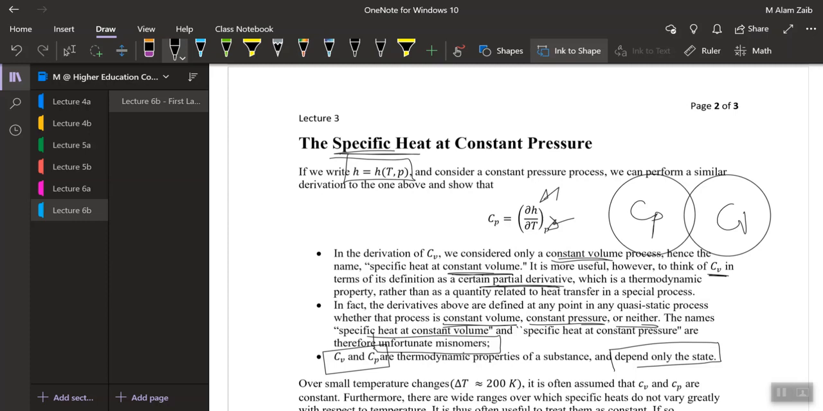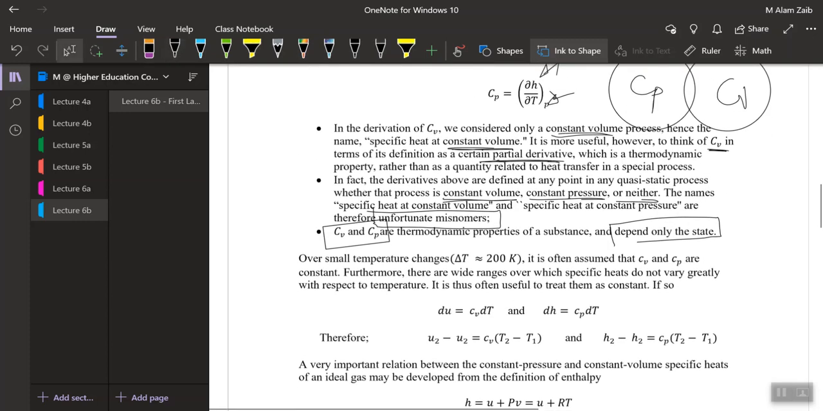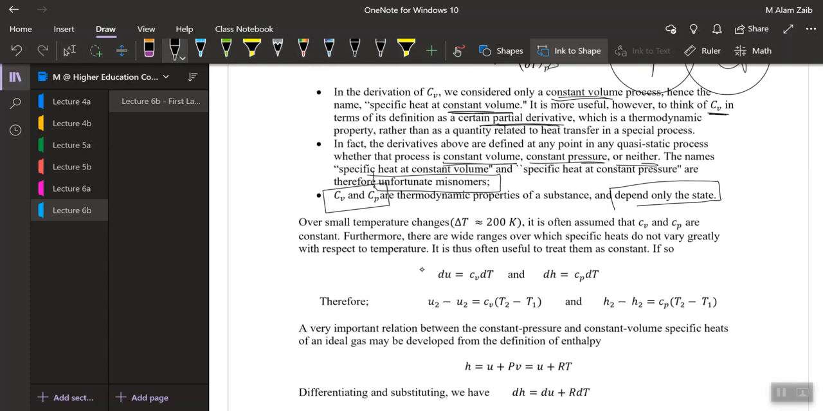So what I actually mean to say is, if you go down there, the change in internal energy from the above is equal to Cv delta T. The change in enthalpy would be equal to Cp delta T. So now you have got this equation of change in internal energy and change in enthalpy.